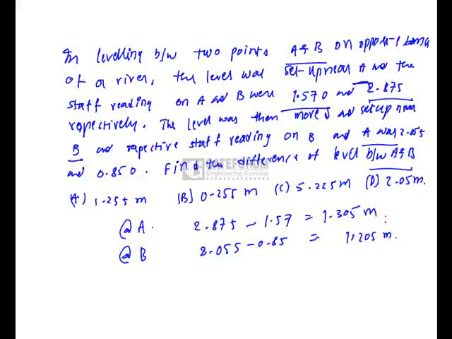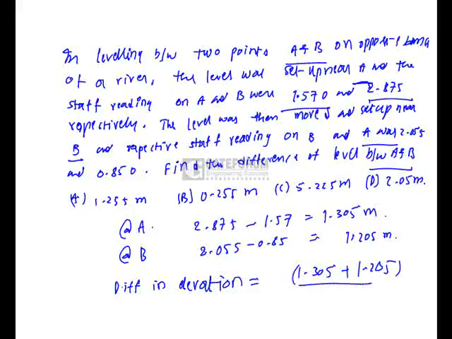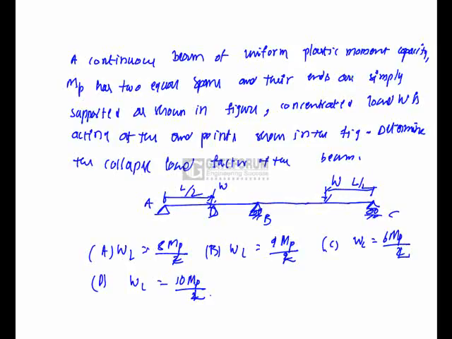So the true difference in elevation is equal to (1.305 plus 1.205) divided by 2, that is 1.255 meters. Option A is correct.